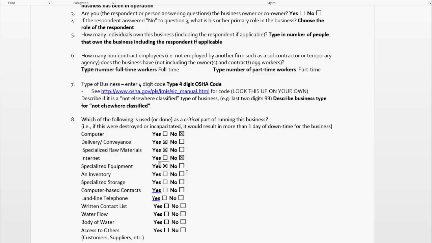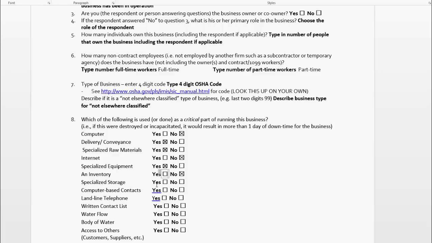Inventory, is there an inventory? Well, as a donut shop, no, I don't need to maintain an inventory because I make donuts every single morning. However, if an inventory is critical to the business, in other words, if your inventory were destroyed, would you not be able to continue the business? And possibly for most businesses, this might be no. Maybe you have a 3-day supply of inventory, but if your inventory were destroyed, in just a couple of days your business would be incapacitated. So in that case, you would check yes.